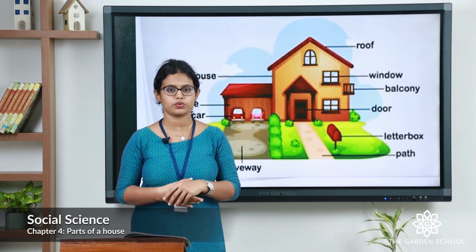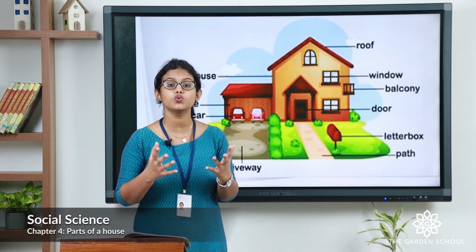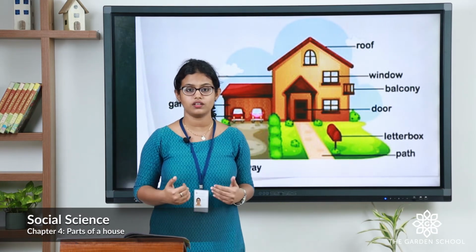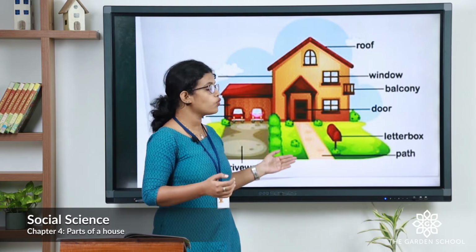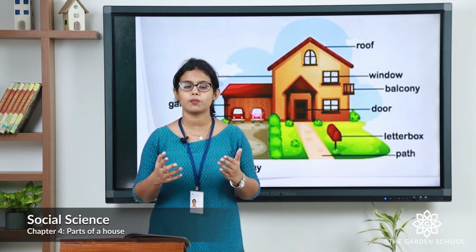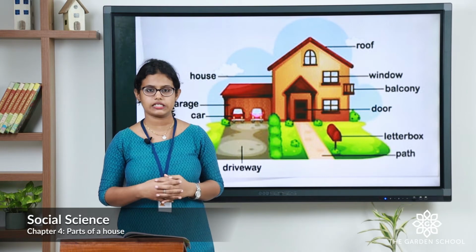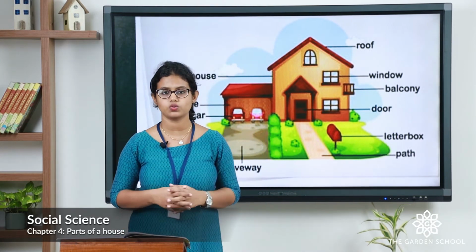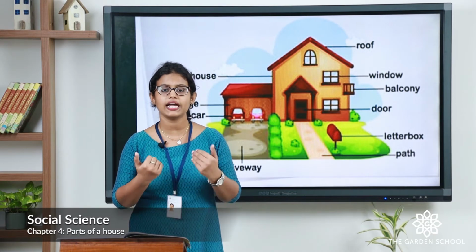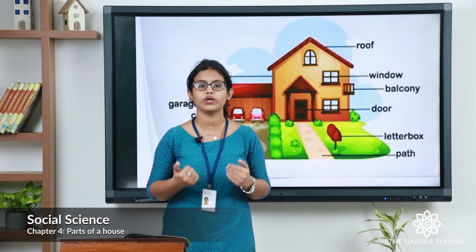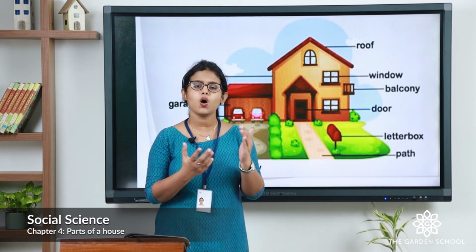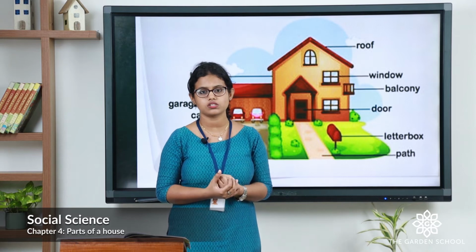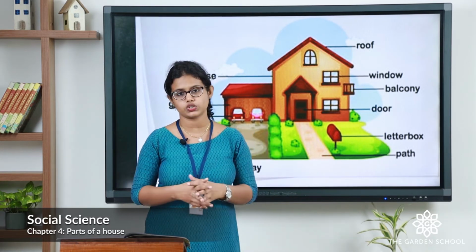Let me give you an example. When it is raining, you use your umbrella and the umbrella protects you from the rain. So likewise, the roof protects the house from heat, rain, cold, etc. Now the window. Every house has windows. So the light and the air comes through the window. That is why we always say, open the windows. So the light and the air comes to the house and it makes us even fresh.